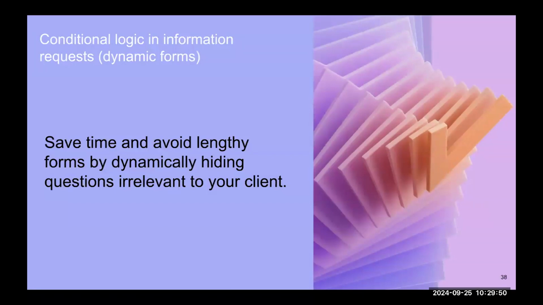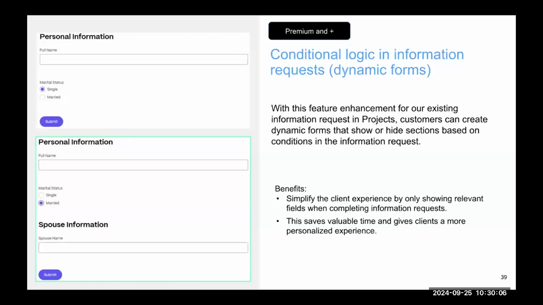And then also within projects, we've added some additional capabilities within the information requests. I like to call them dynamic forms. And this feature allows you to hide different fields that are irrelevant to your client. So if you go to the next slide here, the most common example or easy to understand is if you're collecting data around one of your clients for tax reasons and you want to know if they're single or married.